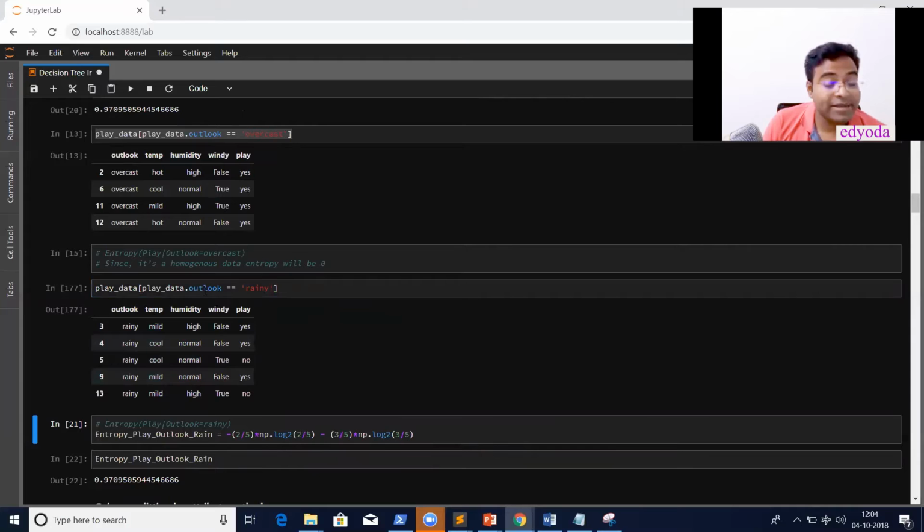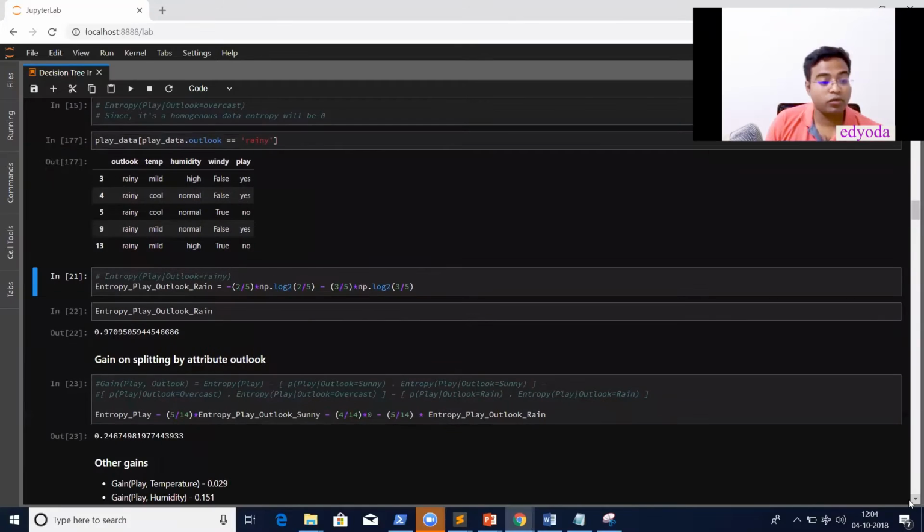Okay, let's see for rainy. So this is for rainy, and we can see 3 yes and 2 no when it is rainy. So this is the value, right? 2 no, so 2 by 5 np log to 2 by 5, and 3 yes, so 3 by 5. This is the math, and this is the number. So we have calculated the entropy of play when it is rainy, entropy of play when it is overcast, entropy of play when it is sunny.